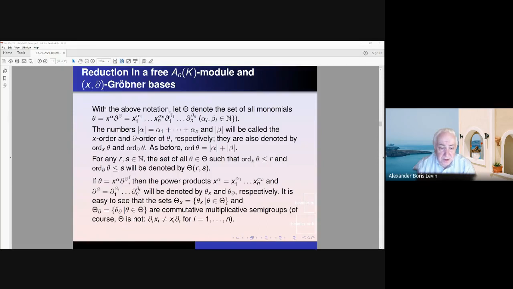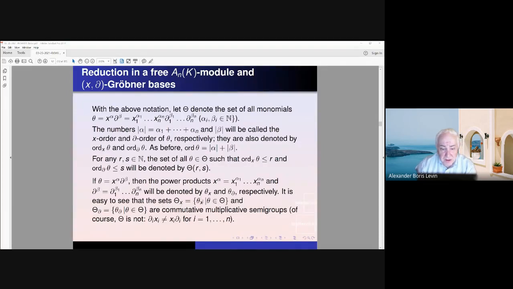And for any r and s natural numbers, Theta(r, s) denotes the set of all elements of Theta whose orders do not exceed r and s respectively with respect to x and D. And if you have such a monomial, such a power product theta, then theta with index x denotes the x part of this monomial and theta with index D denotes the D part of this monomial, D to the power beta.